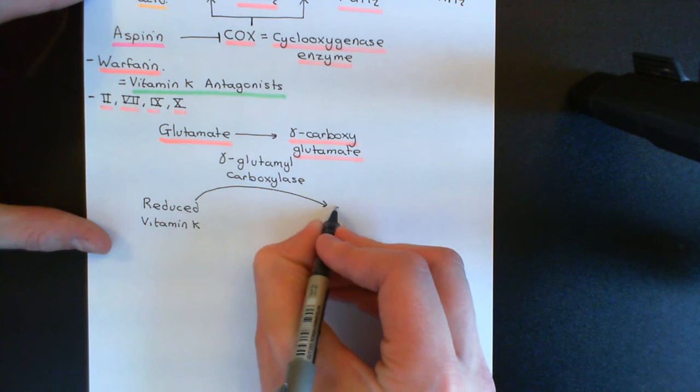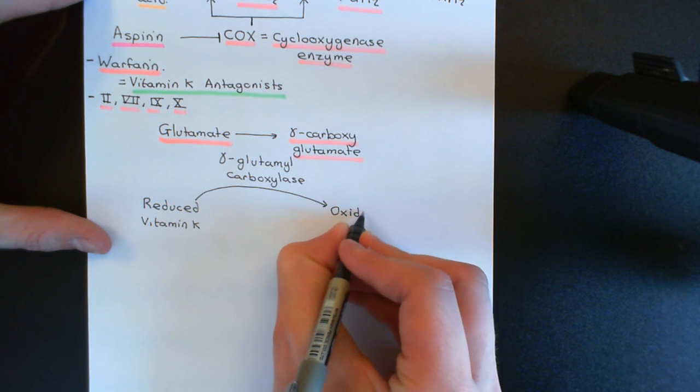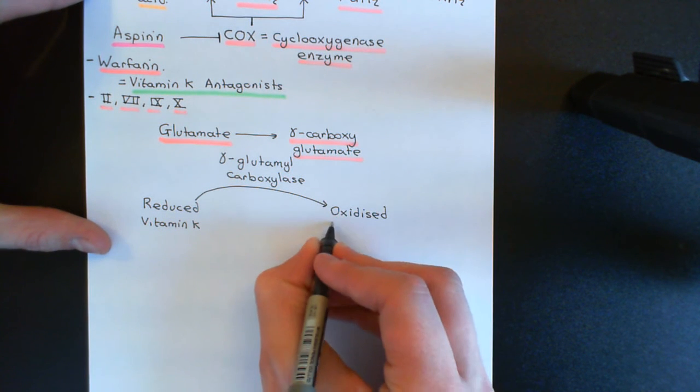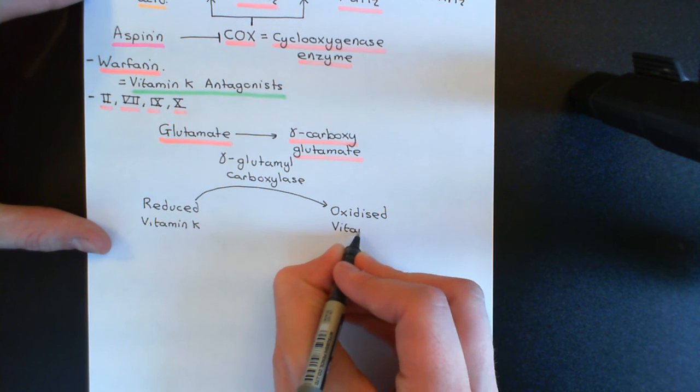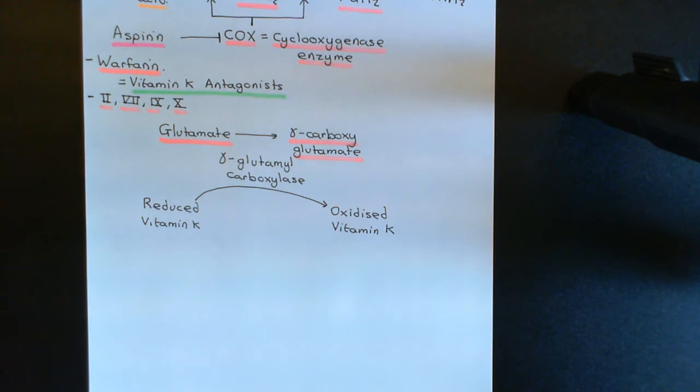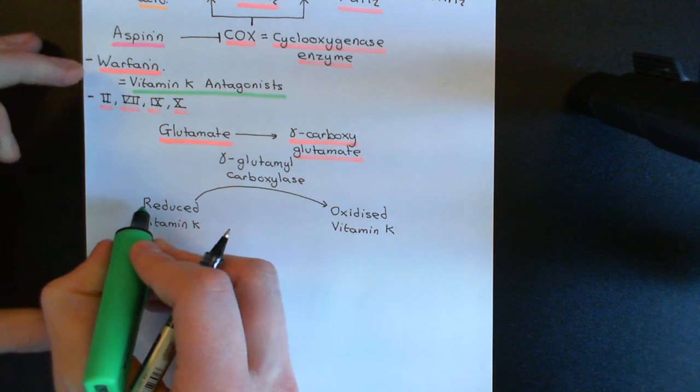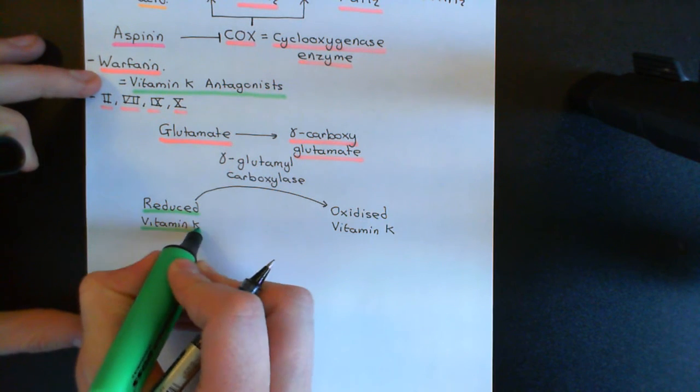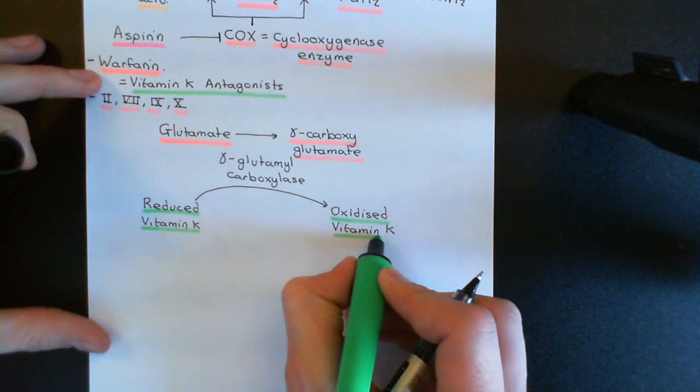Okay, so reduced vitamin K is converted into oxidized vitamin K every time you convert a glutamate residue into a gamma carboxyglutamate residue. Before long you are going to run out of reduced vitamin K, and you're going to end up with loads of oxidized vitamin K.